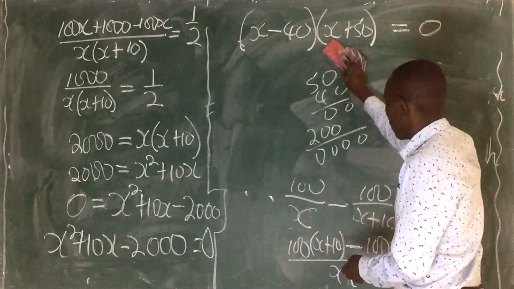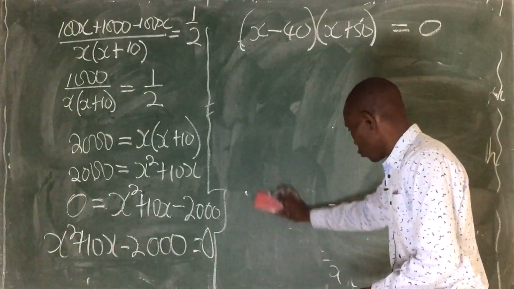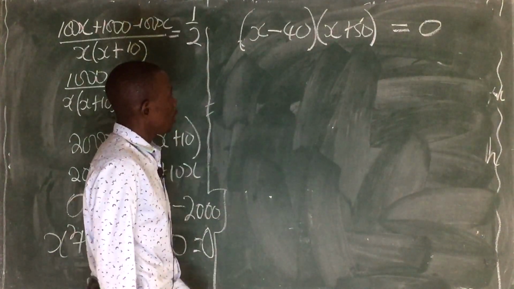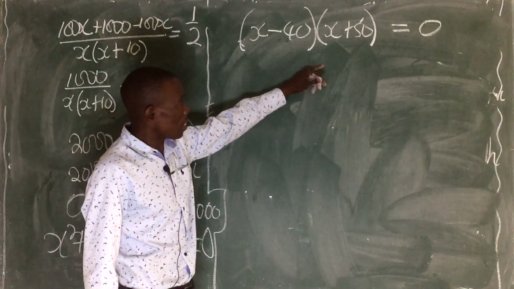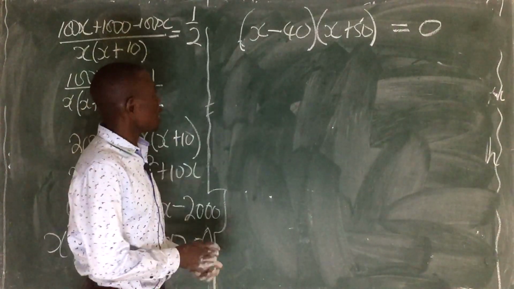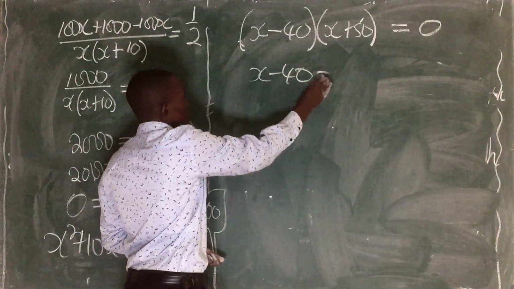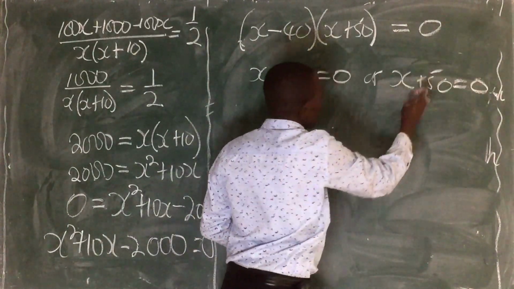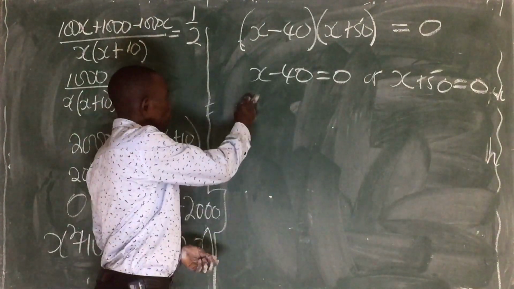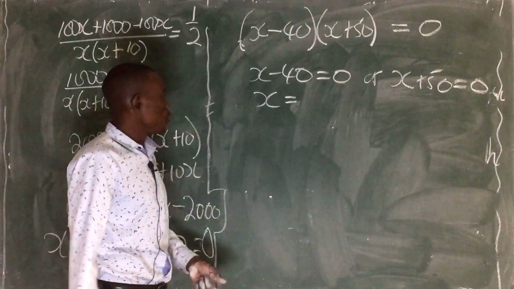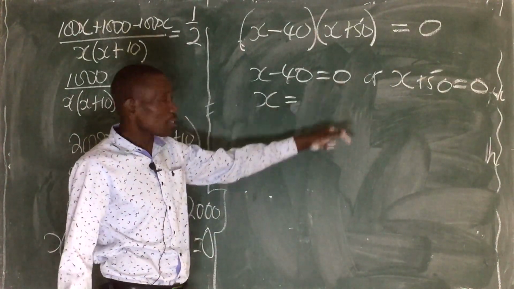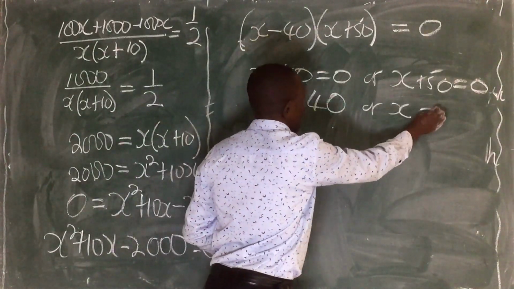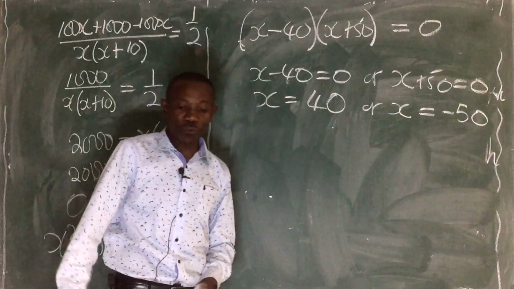Now, what do the principles of the quadratic equation tell us to do? Having done the factorization and found the factors, we split these two brackets into individual equations. So x minus 40 alone should be equated to 0, and x plus 50 should also be equal to 0. From there, we work out the value of x. Arranging like terms, negative 40 and the 0 are like terms, so x is 40, or x is negative 50.